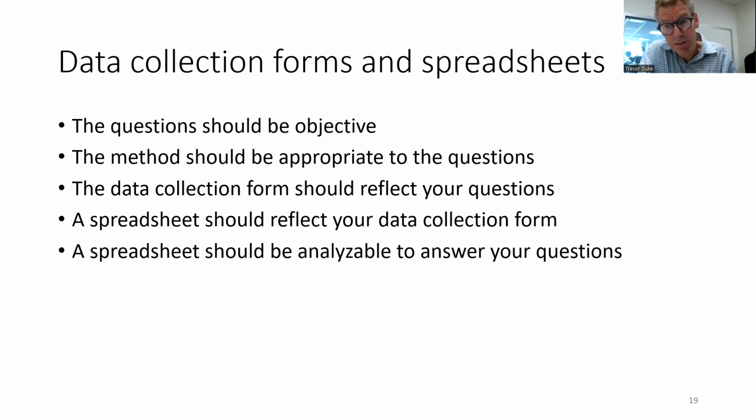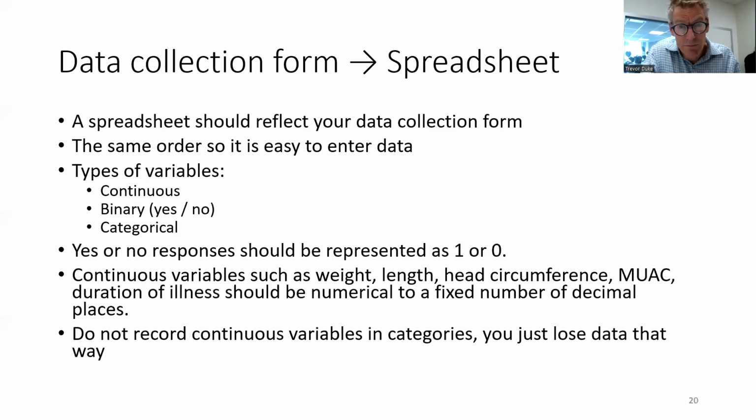And I just want to make some points about spreadsheets. The spreadsheet, as I said, should reflect your data collection form, so put it in the same order so it's easy to enter your data. You need to think about the types of variables that you're including. All the variables, which are the data points that you're collecting data on, may be continuous variables like the number of days of illness before presentation. A child's temperature is a continuous variable. The respiratory rate is a continuous variable.